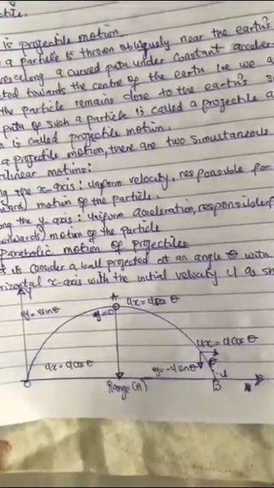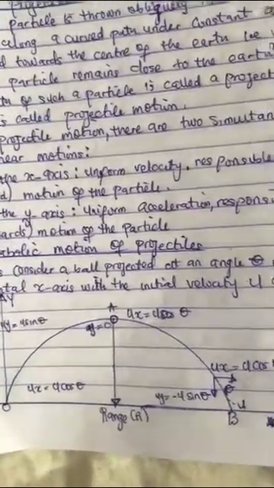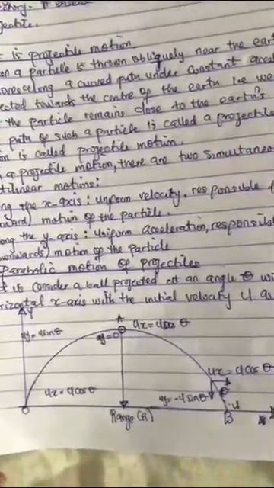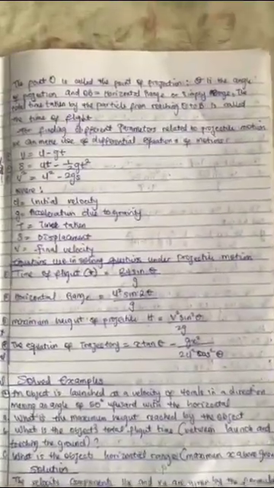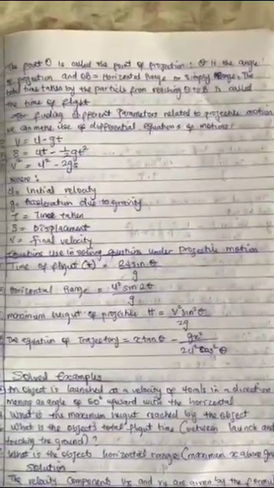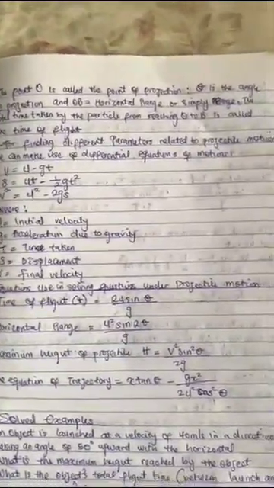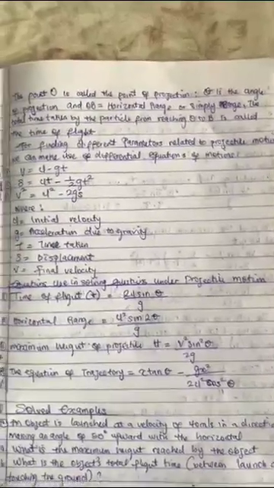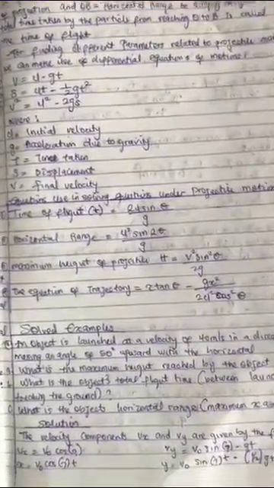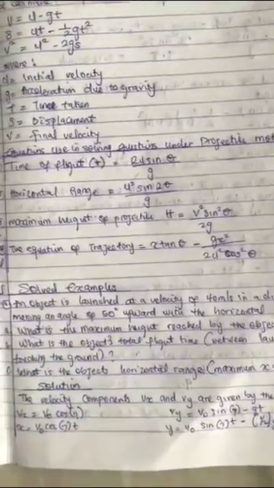Now, we have a diagram showing the parabolic motion of projectiles. Let us consider a ball projected at an angle theta with respect to the horizontal x-axis with the initial velocity u as shown below. As you can see, the diagram shows how a projectile moves. Now, the point O is called the point of projection. Theta is the angle of projection and OB is the horizontal range, or simply range. The total time taken by the particle from O to B is called the time of flight.